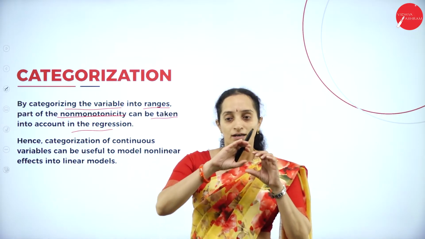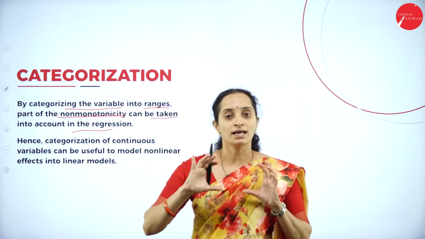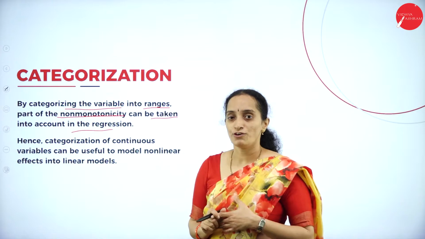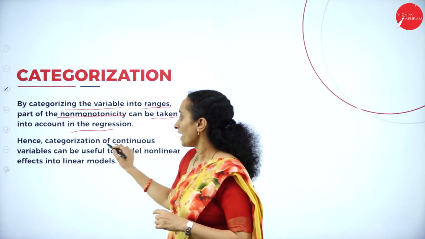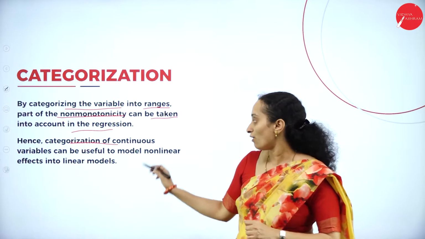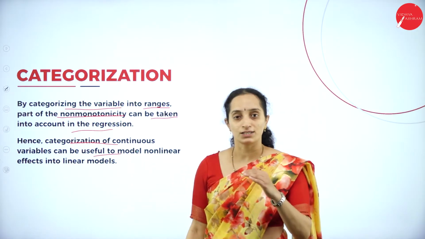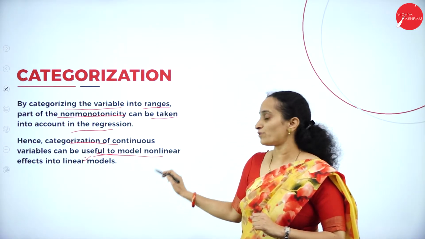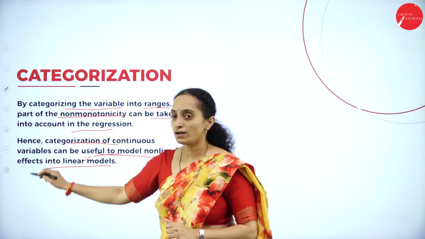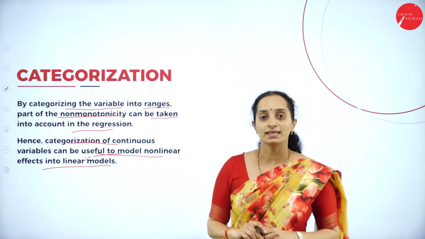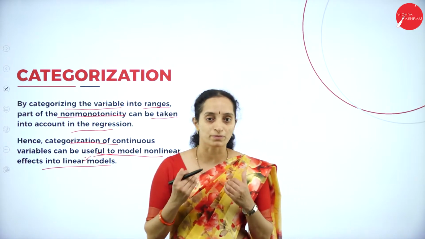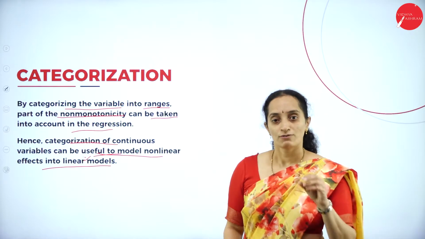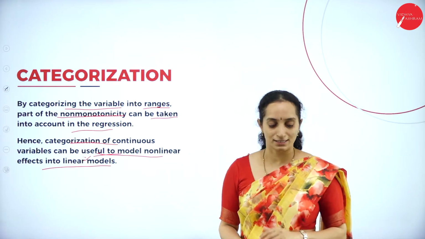You can have a wide range of values in a regression model if you take more range of values in big data. Hence, categorization of continuous variables can be useful to model non-linear effects in linear models. Non-linear effects will be applied to the linear model, which will take more range of values, which will be useful for categorizing these values.